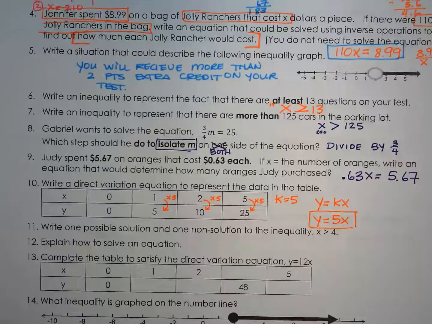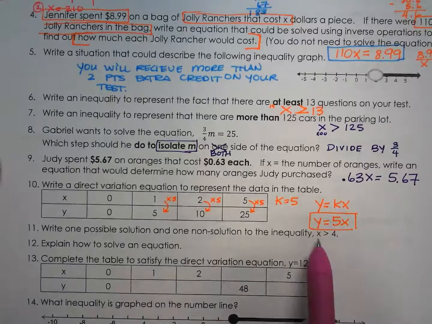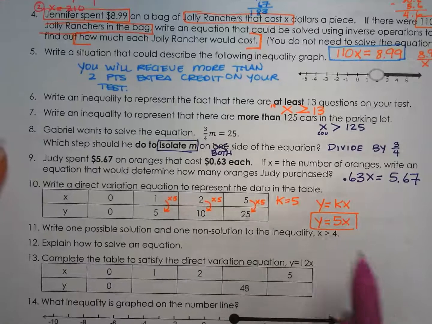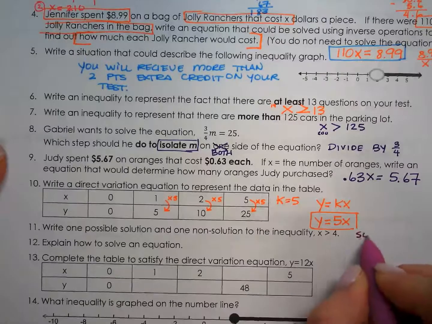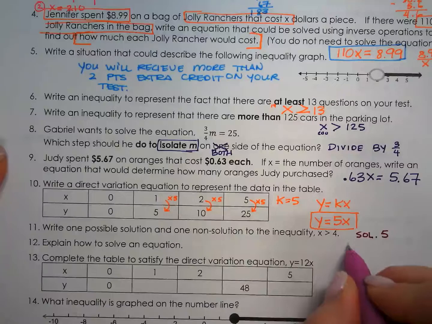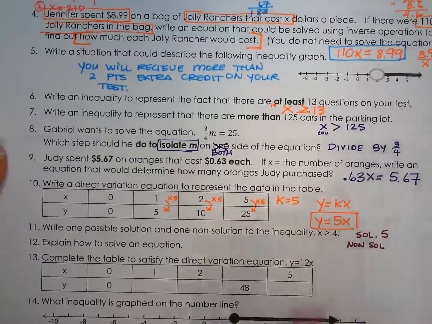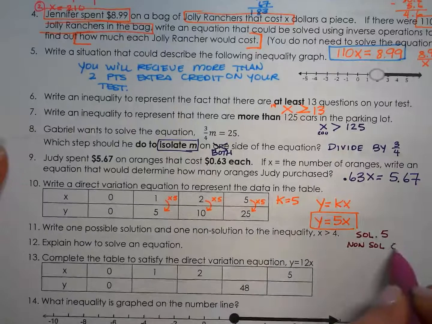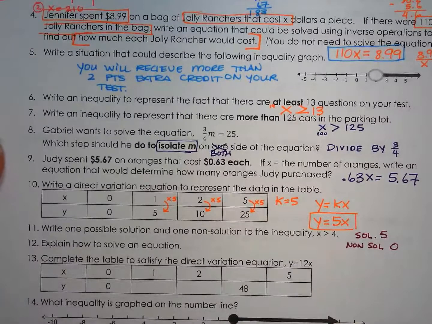Write one possible solution and one non-solution to the inequality x is greater than 4. So give me any number that is greater than 4. So a solution could be 5. That's greater than 4. A non-solution would be anything that's not greater than 4. That's 0. Any number on the other side.